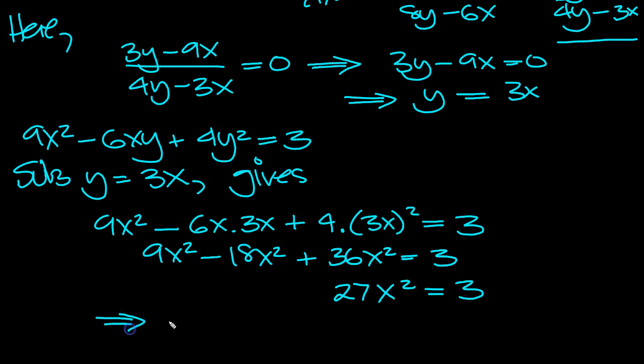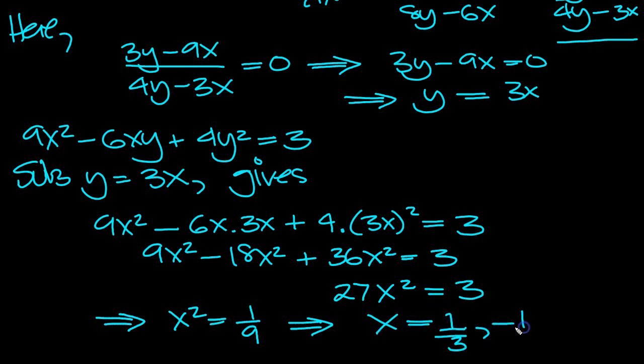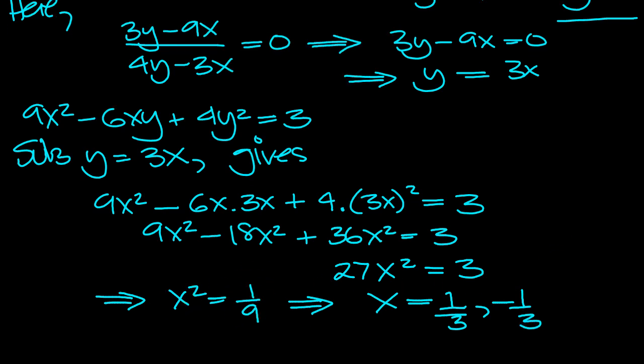So that tells us then x squared is equal to 3 over 27, which is 1 over 9 when you type it in the calculator. So x is equal to 1/3 or minus 1/3. When you square root both sides, we get a third and a minus third come out. So here's our two x coordinates then.